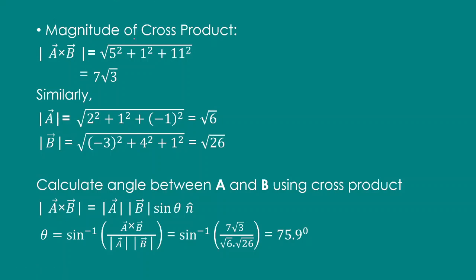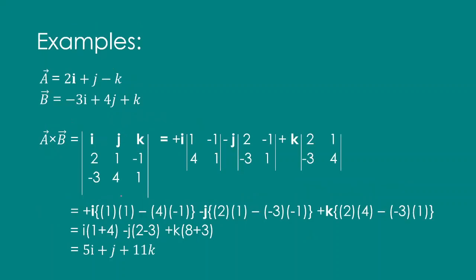Let's talk about the magnitude of the cross product. So finding the magnitude of the cross product is the same as finding the magnitude of any vector. So we represent magnitude with the modulus sign, and it is calculated using the square root of x component squared plus y component squared and then z component squared. So if we look at the previous case here, we found that A cross B vector was 5i plus j plus 11k.